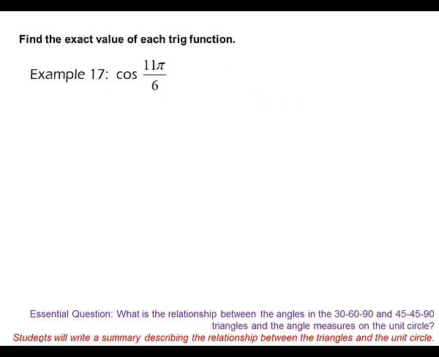Okay. All right. 11 pi over 6 on your unit circle, what quadrant? 4. Is cosine positive or negative in the fourth? Positive. All right. So we're looking at cosine. What color is 11 pi over 6? Blue. So we're looking at our 30-degree reference triangle. What is the adjacent leg on that triangle? Square root of 3. And the hypotenuse? 2.